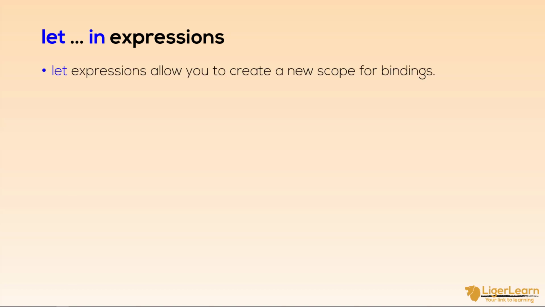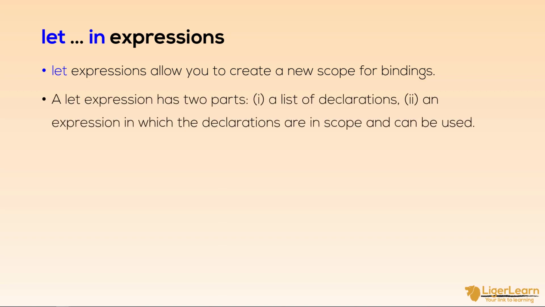Another Haskell language feature which is similar to where clauses is known as let expressions. Let expressions allow you to create a new scope for bindings. It consists of 2 parts. Firstly, a list of declarations, and secondly, an expression in which the declarations are in scope and can be used.